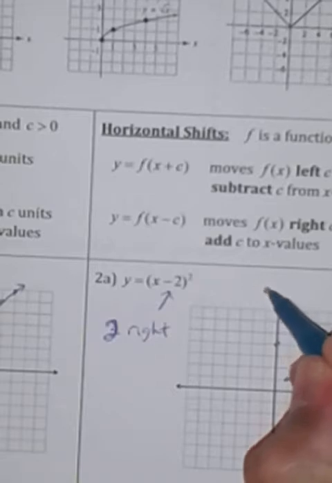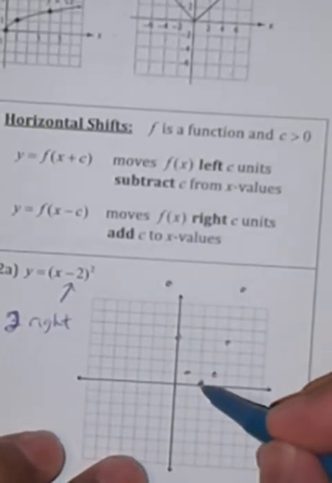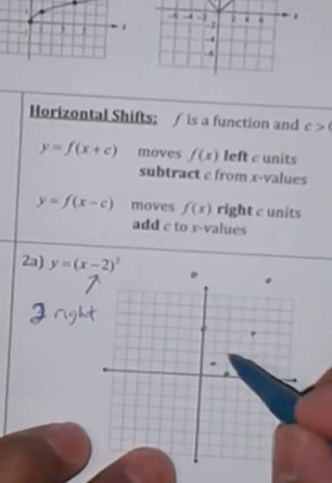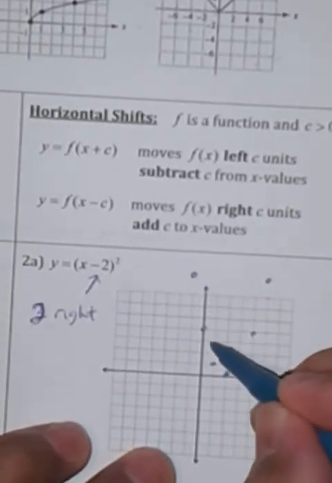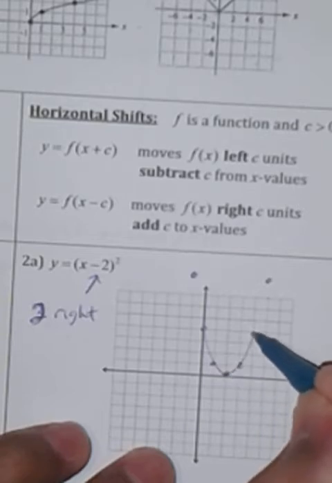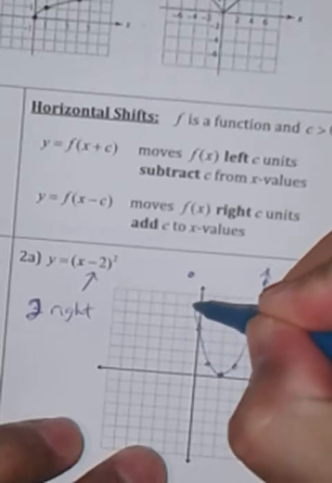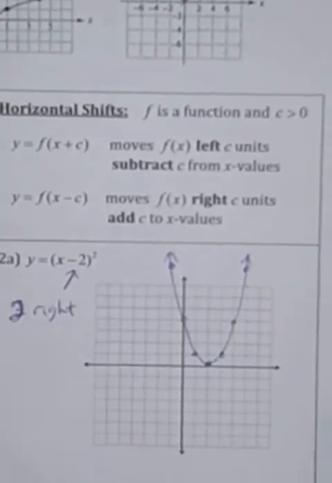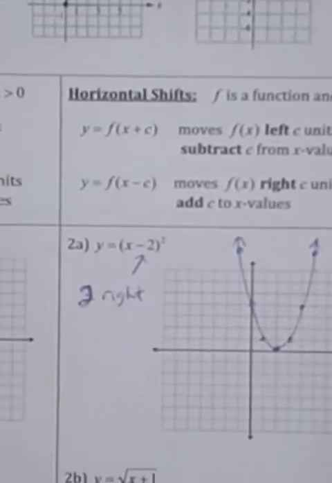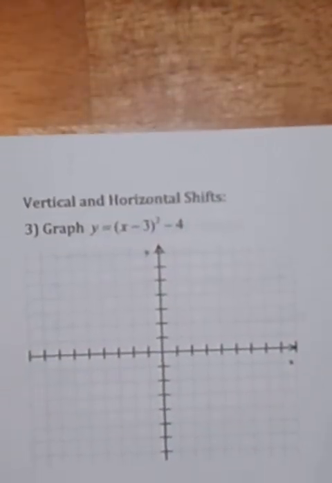Notice it's not really the coordinates 3, 9. It's 3 to the right, 9 up, 3 to the left, 9 up. And fill in my parabola. So my parabola goes something like this. Nice curving. There we go. Let's look at some other moves that we need to learn to make, some other problems we need to learn to do.